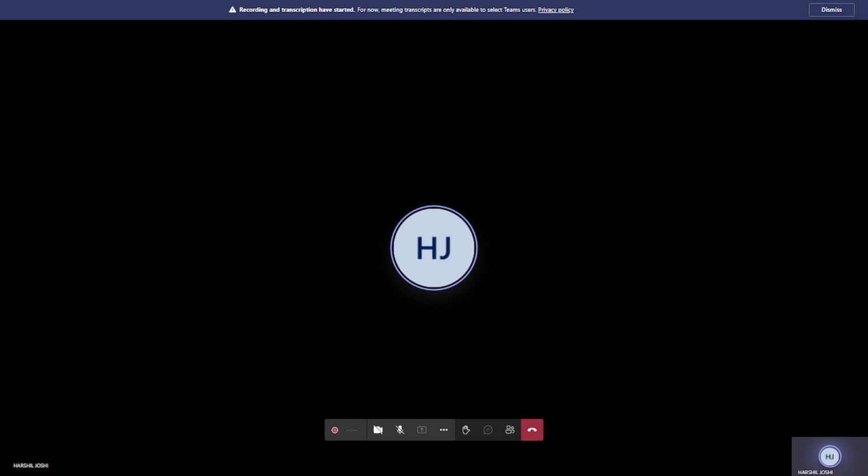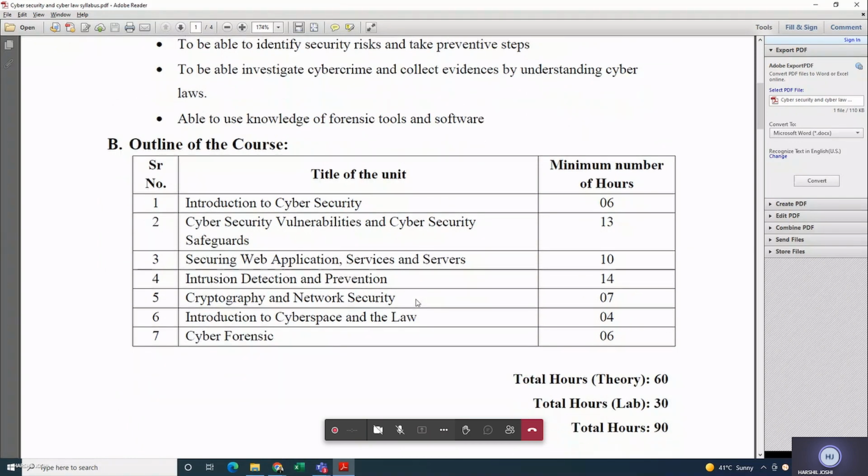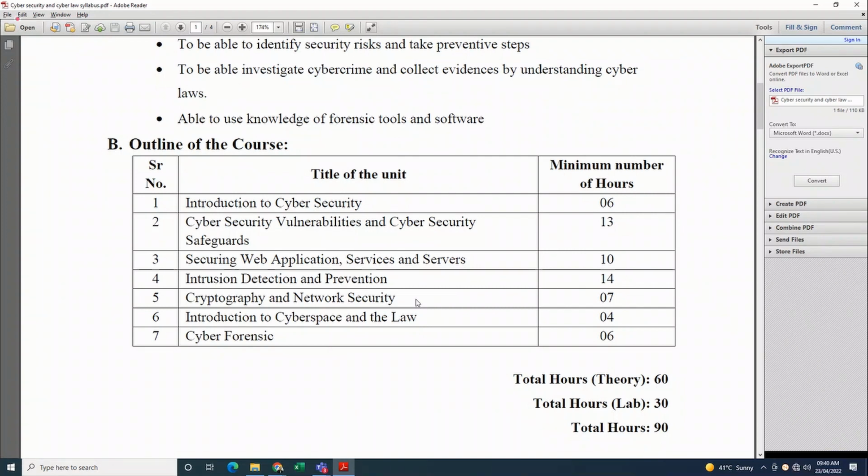So this is the syllabus of cybersecurity and cyber law. Basically, you have studied the CRNS subject in the current semester, so we will start where you have left off in the CRNS subject. We will mainly focus on cybersecurity vulnerabilities and safeguards, and how you can secure various web applications, services, and servers.